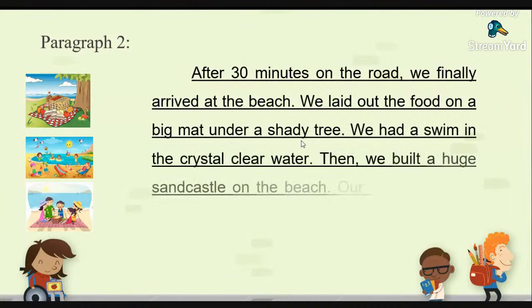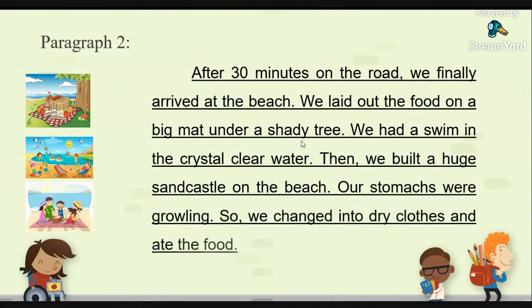After 30 minutes on the road, we finally arrived at the beach. We laid out the food on a big mat under a shady tree. We had a swim in the crystal clear water. Then we built a huge sandcastle on the beach. Our stomachs were growling, so we changed into dry clothes and ate the food.